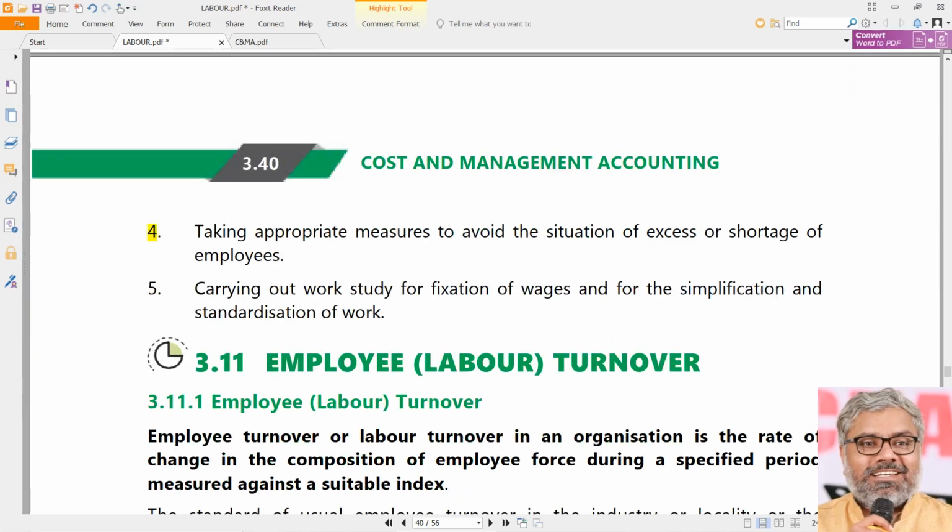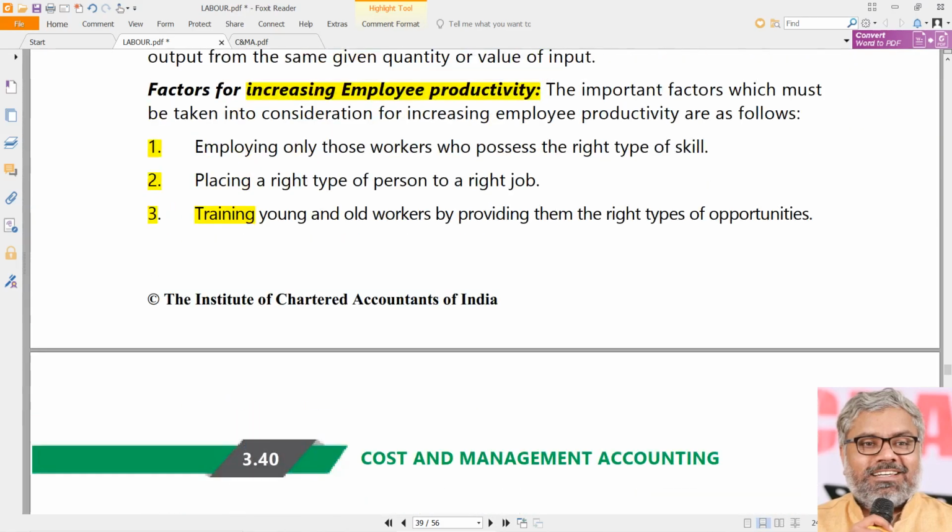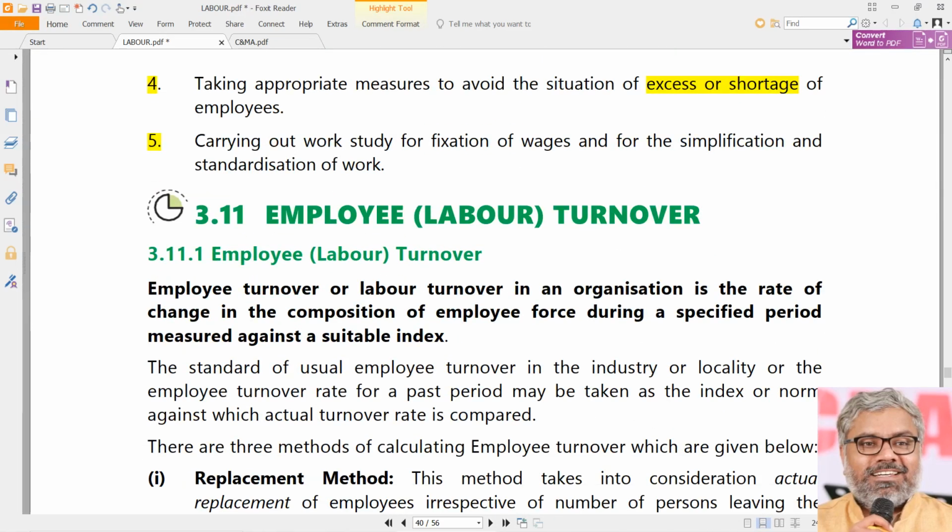And also taking appropriate measures to avoid the situation of excess or shortage of employees. Excess should not be there. Shortage also should not be there. Such care has to be taken. HR will take care of all this. You don't need to worry. For us, it is only a theory question, nothing more than that.